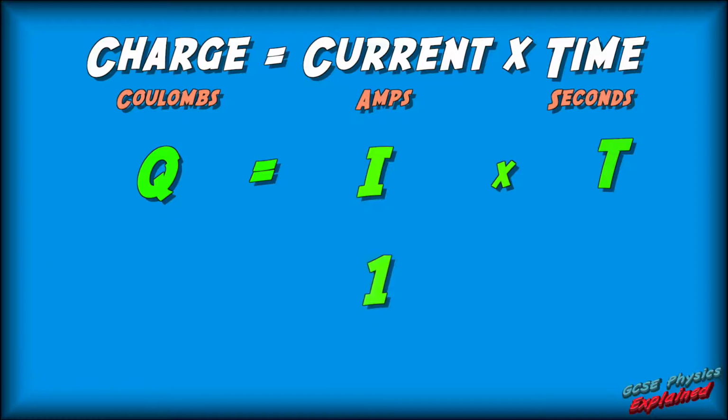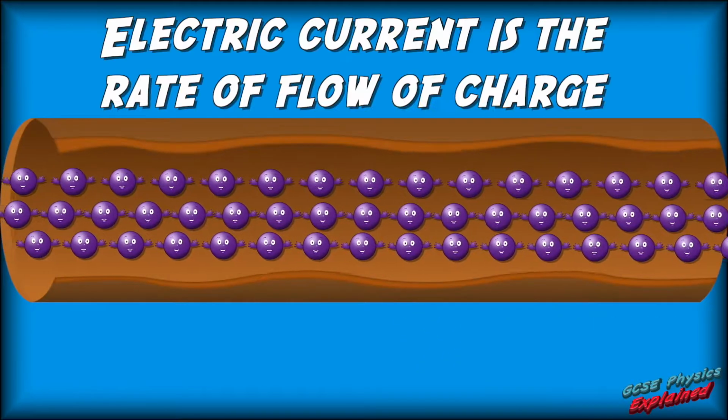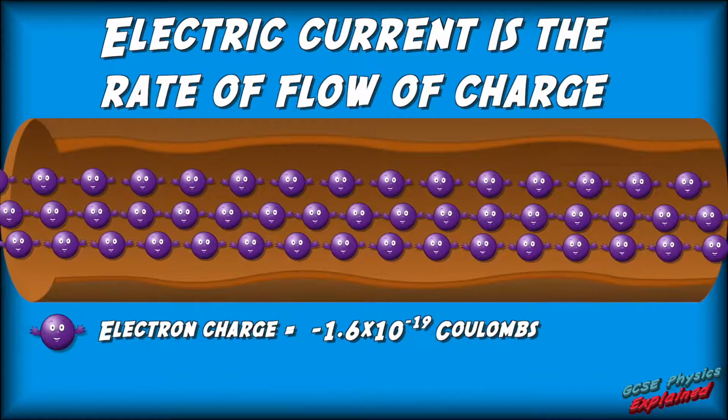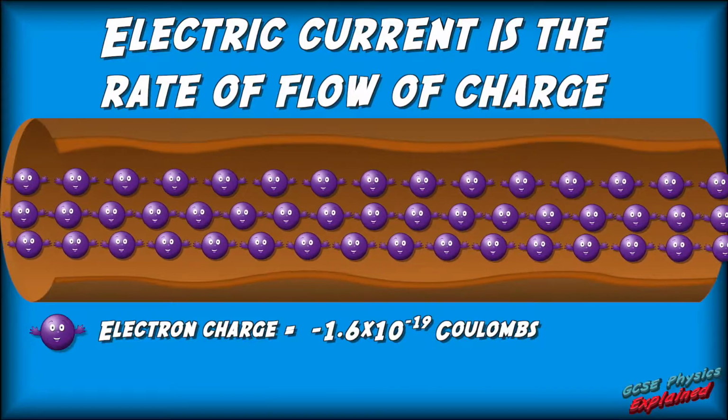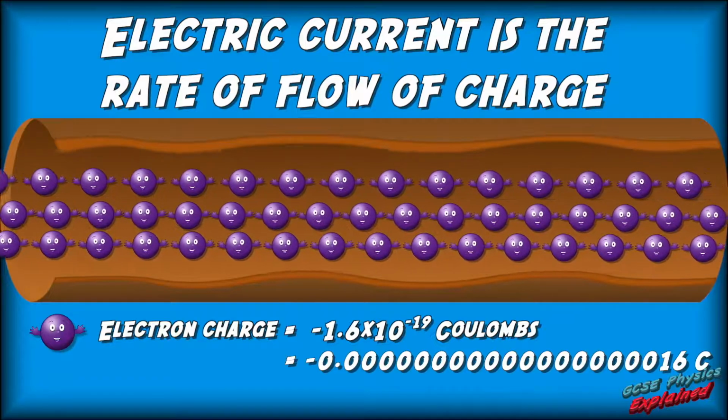If 1 amp of current flows into your phone battery for 1 second, your phone battery has received 1 coulomb of charge. Let's look at that statement more closely. Electric current is the rate of flow of charge. Each electron has a tiny charge of minus 1.6 times 10 to the minus 19 coulombs, which looks like this if you write it out in full.